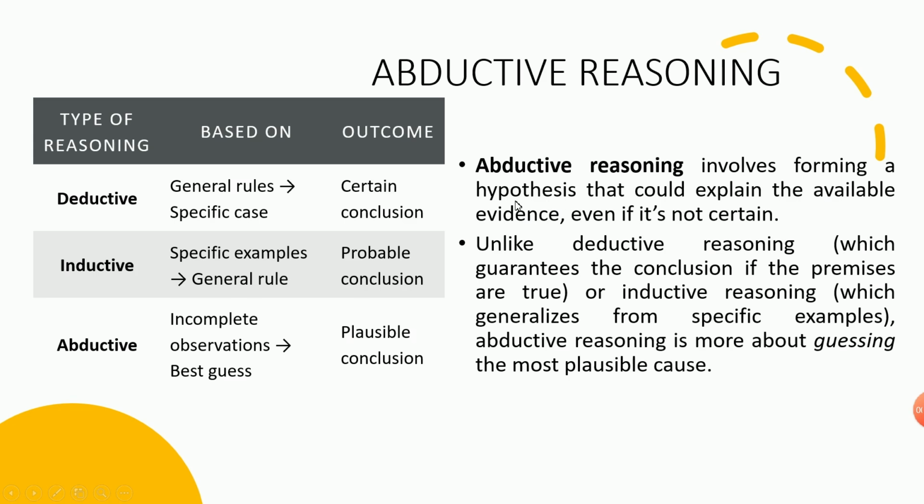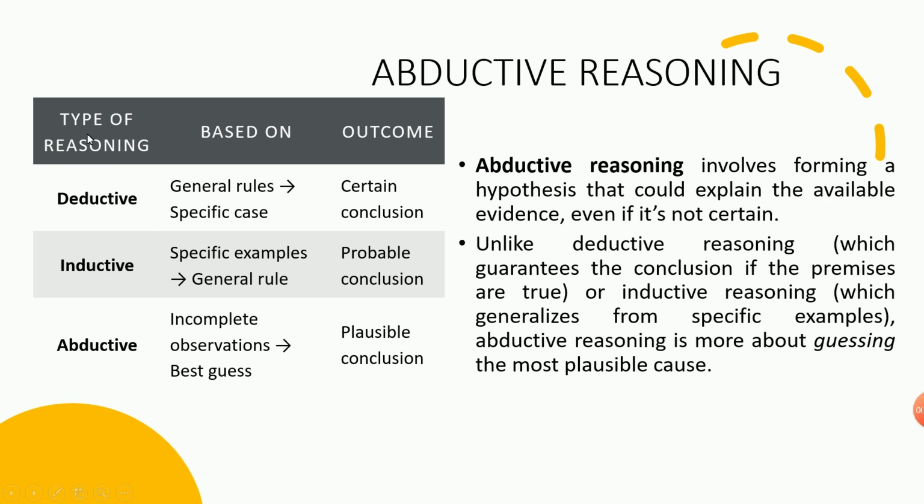So that could explain the available evidence even if it's not certain. Next, deductive reasoning guarantees the conclusion if the premises are true, while inductive reasoning generalizes from specific examples. But abductive reasoning is more about guessing the most plausible cause.